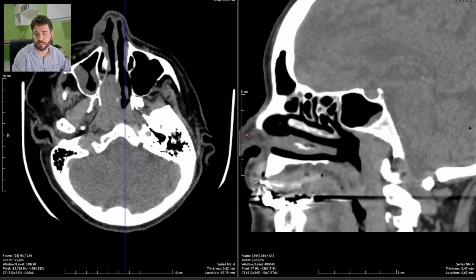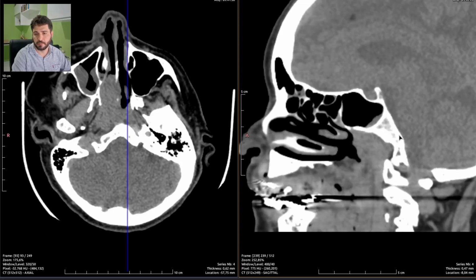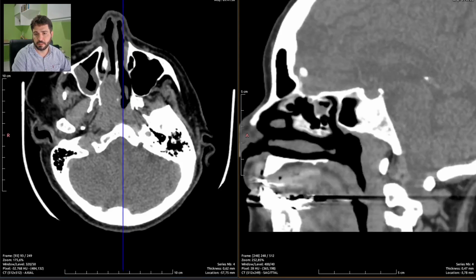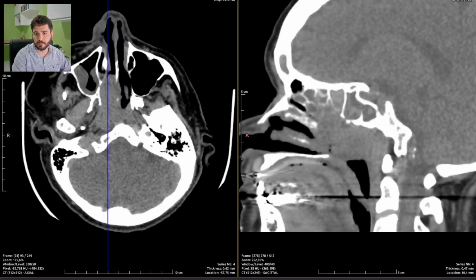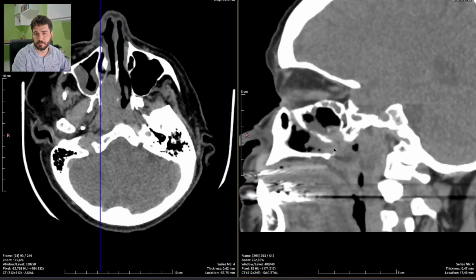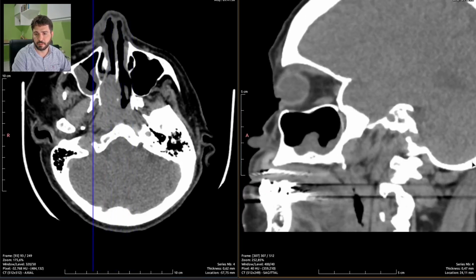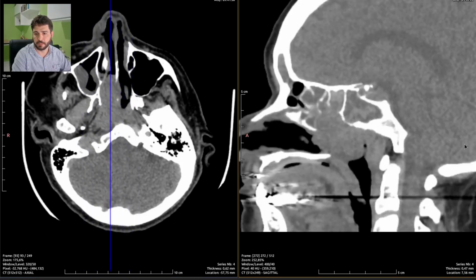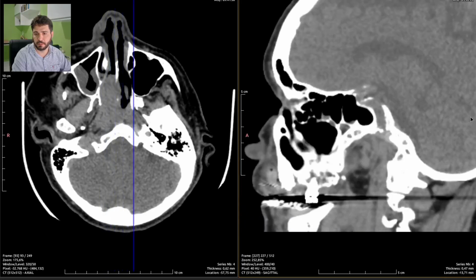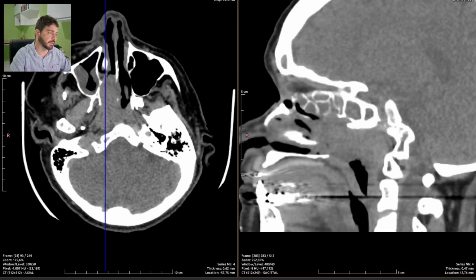just destroying everything. You see, this is the middle right turbinate, and you just can tell where the middle right turbinate is, because the tumor has destroyed its bone structure. So this is an extremely severe disease.